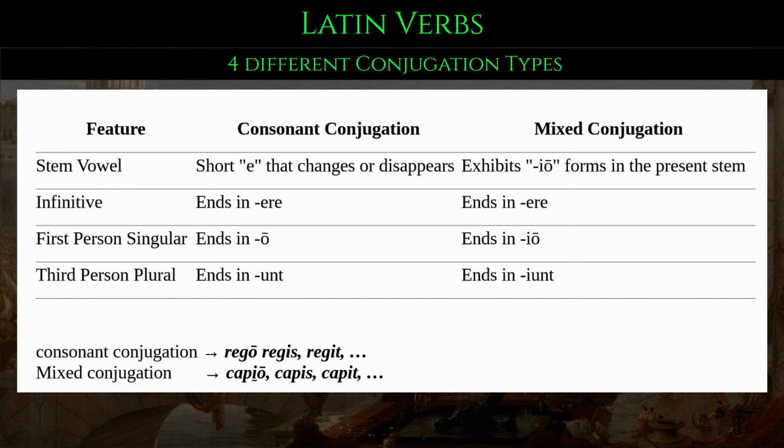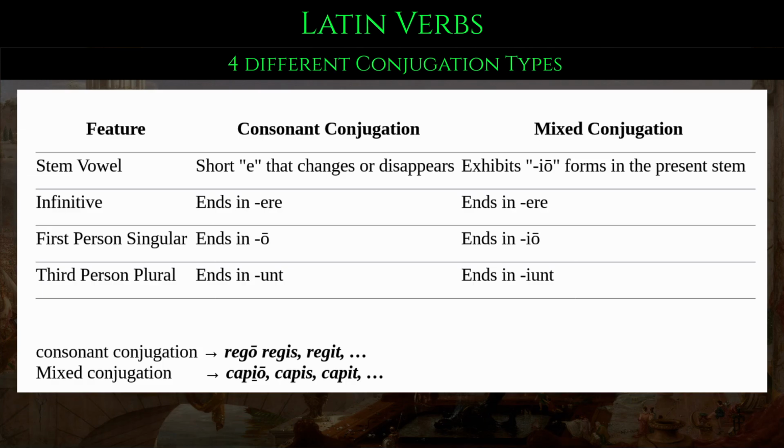Now, let's have briefly a closer look at the differences between the consonant and the mixed conjugation. As you can see in this table here, we have feature, consonant conjugation, and mixed conjugation. Let's start with the feature, stem vowel. For the consonant conjugation, we have a short E that changes or even disappears. Then, in the mixed conjugation, we have I, which forms in the present stem. Then the infinitive. In the consonant conjugation, we have ere as the ending. So, we have also ere in the mixed conjugation.